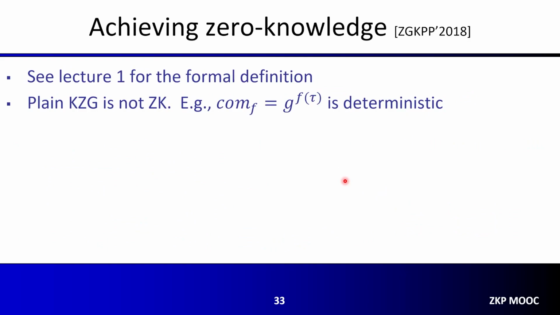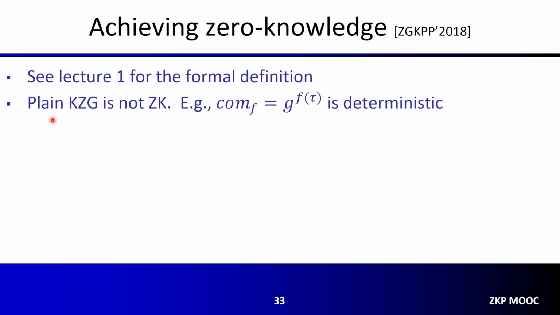The second extension I want to introduce is a way to achieve zero knowledge. And I refer you to lecture 1 for the formal definition of zero knowledge. In the case of a polynomial commitment, essentially zero knowledge says that there exists a simulator. Without knowing the polynomial, the simulator can simulate the view of the verifier and generate this proof that is indistinguishable from a real execution with the polynomial.